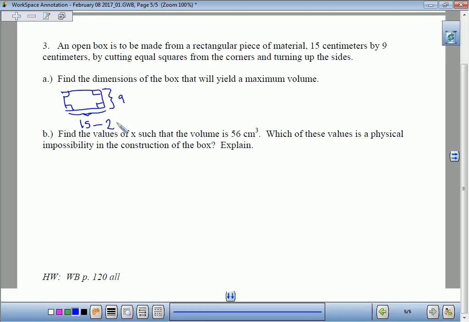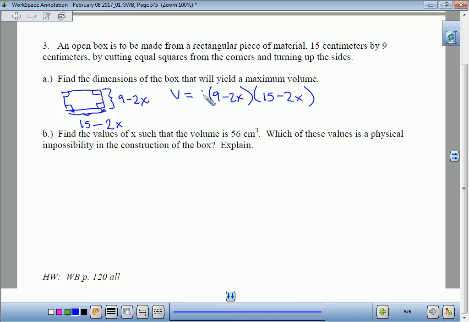2 X's. An X right here and an X right there. All right, so what would this dimension be when I cut it out and fold it into a box? 9 minus 2x. And what would the height be? Just X. So the volume is going to be X times 9 minus 2X times 15 minus 2X.